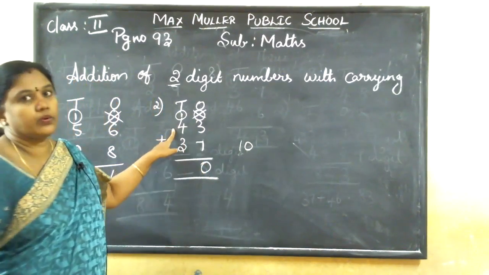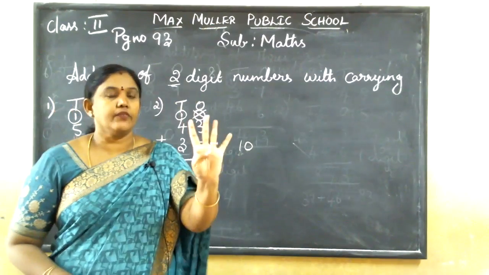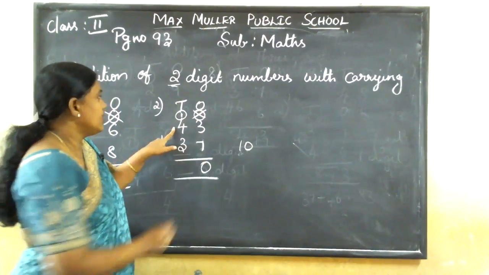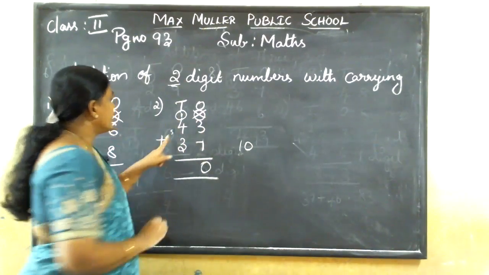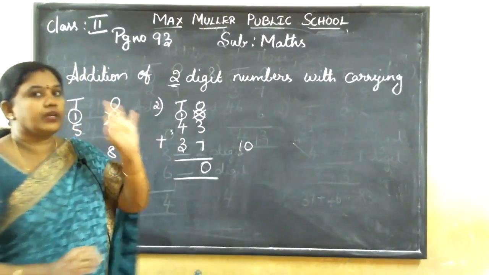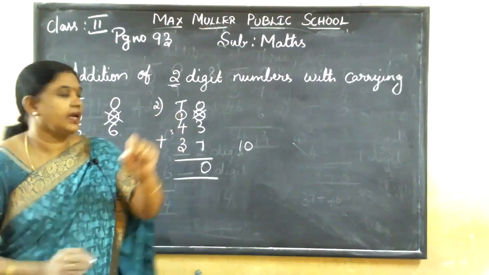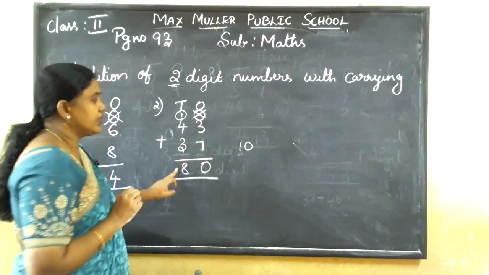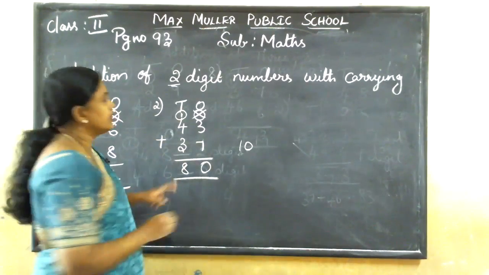1 plus 4. 1 in the mind, 4 on the fingers. After 1: 2, 3, 4, 5. See, 5, small. You write 5 here. 5 in the mind, 3 on the fingers. After 5: 6, 7, 8. See, if we add these three numbers, we'll get 80. Understood, children? Third one.